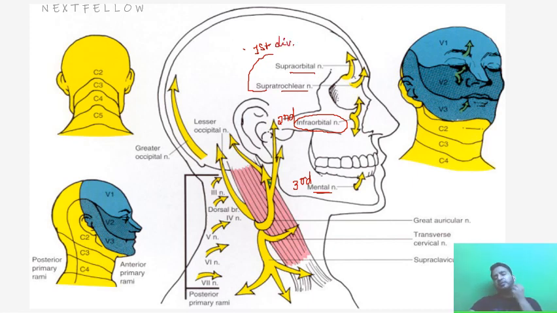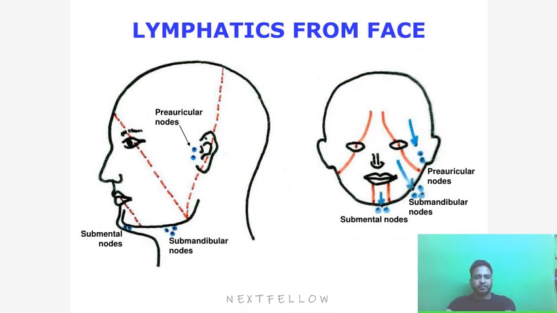And the greater auricular nerve, which is formed from C2, supplies the angle of the mandible and the lower half of the pinna. Posteriorly there come the posterior branches, and above there is the lesser occipital nerve. So I hope the segmental innervation of the face is pretty much clear.